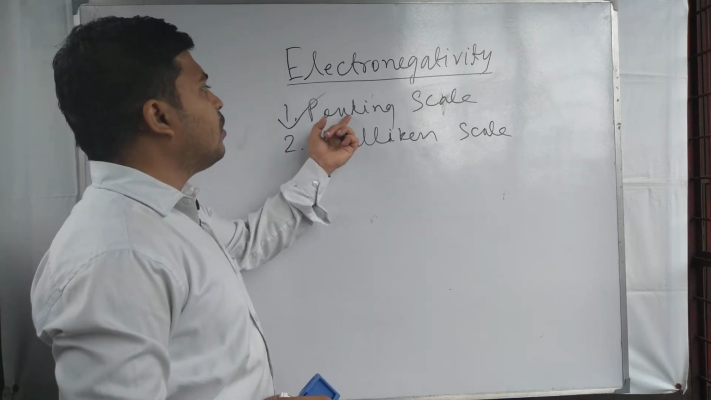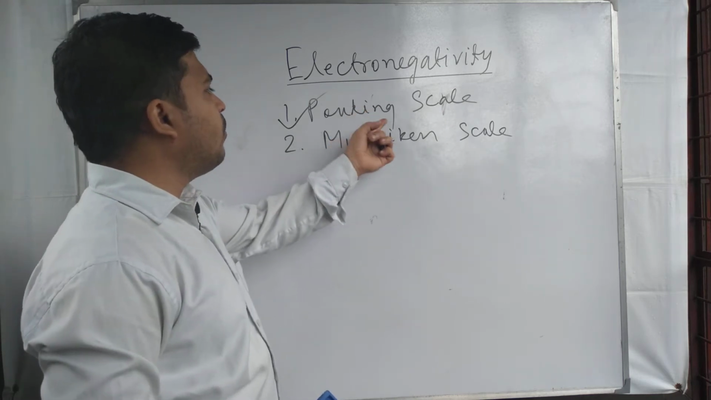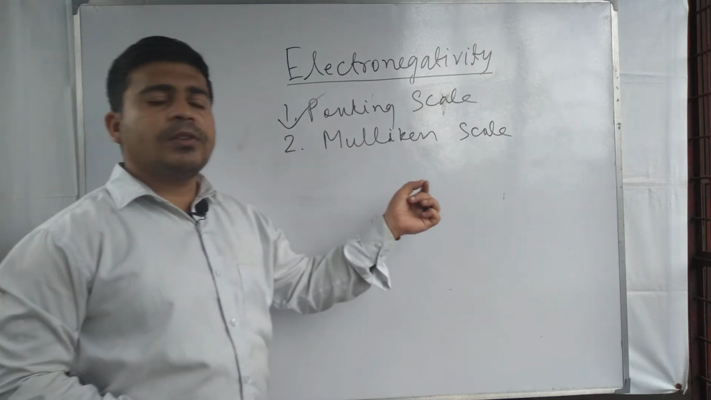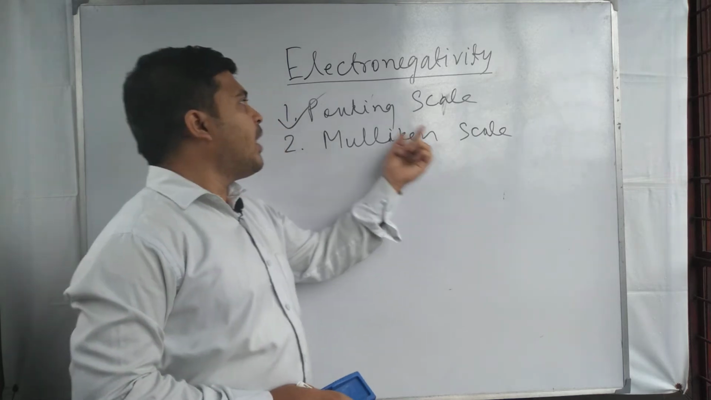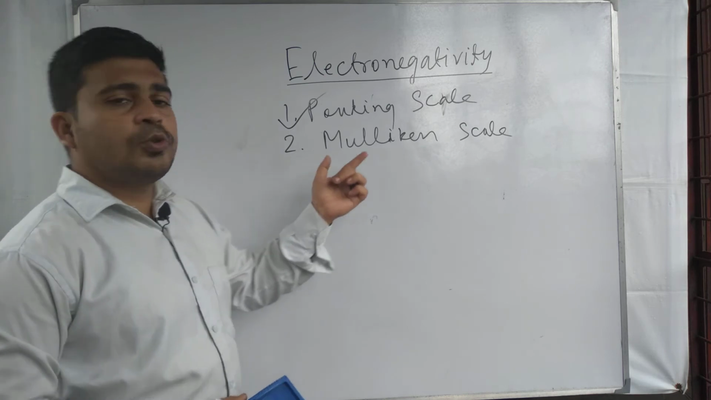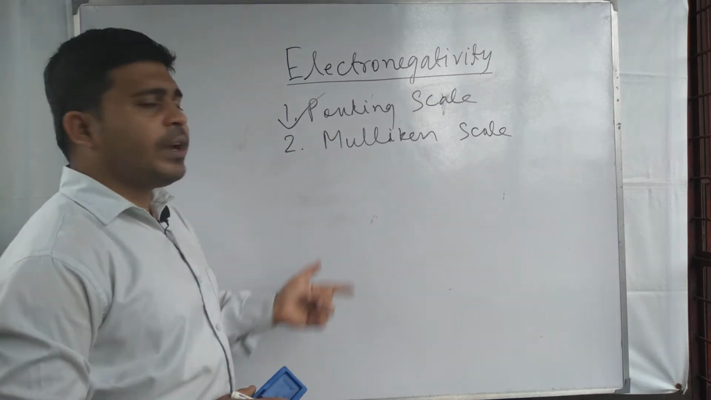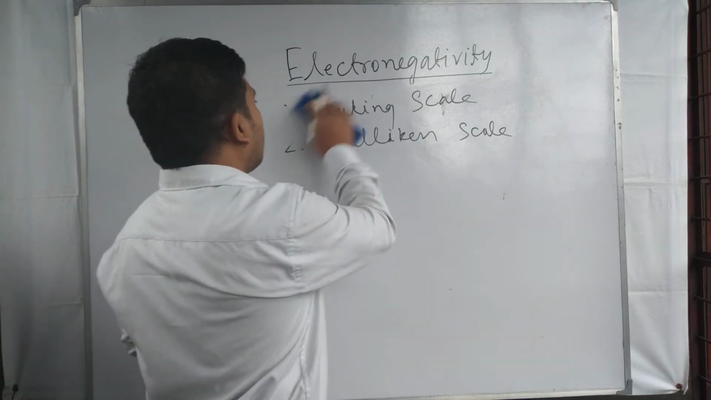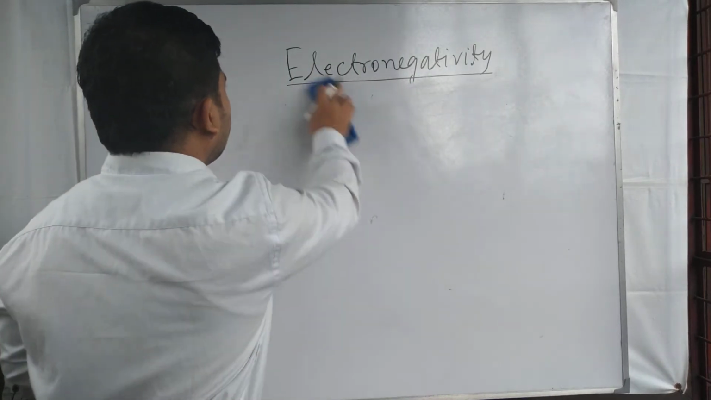The Pauling scale is related to the oxidation number of the element, but in the Mulliken scale it is the arithmetic mean of the ionization energy and electron gain enthalpy. So Mulliken scale is an arithmetic mean, and Pauling scale is related to the oxidation number of the element. So these are the two scales in which we can calculate the relative electronegativity of each element. And after the scale, we have to understand the factors that are affecting electronegativity.